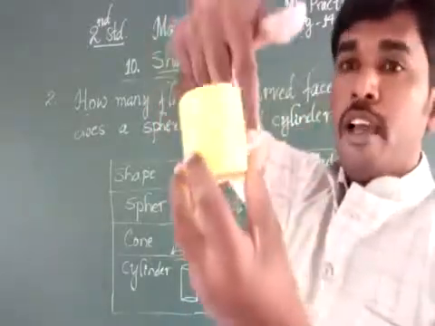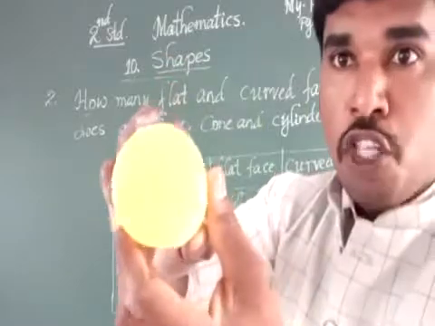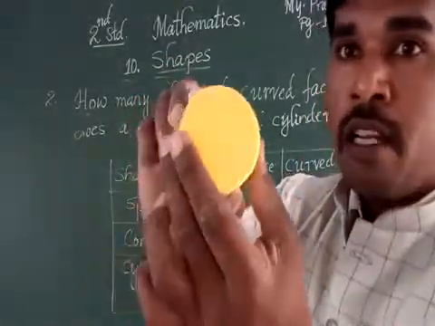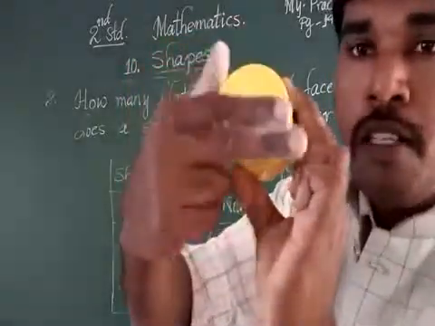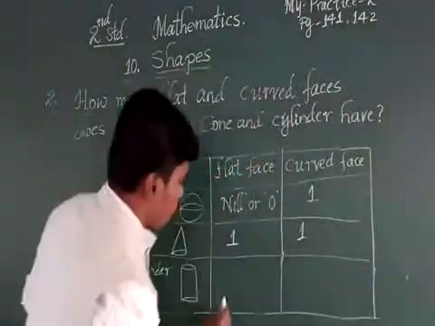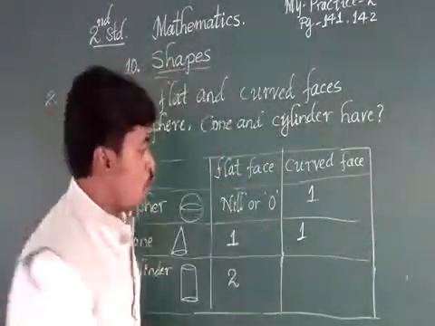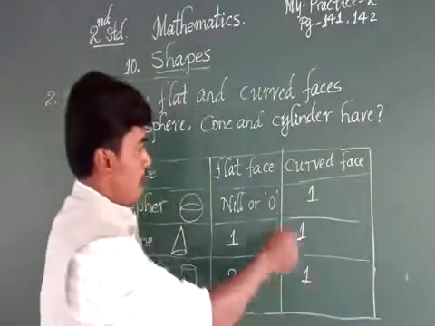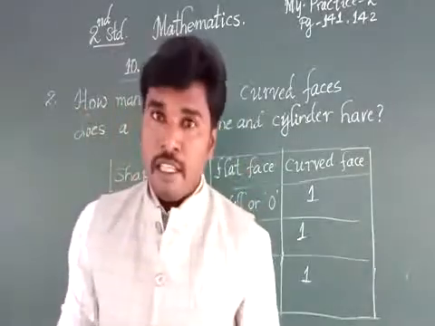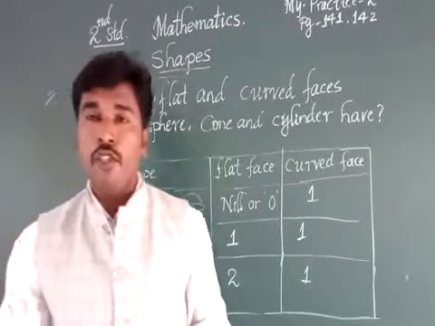Here, this is one curved face and this is the top. It is in which shape? You observe it carefully. It is a flat face and I am turning here also. It is also a flat face. How many flat faces is it having? There are two flat faces and only one curved face. The cylinder is having one curved face and two flat faces. So I hope you will finish the remaining questions.